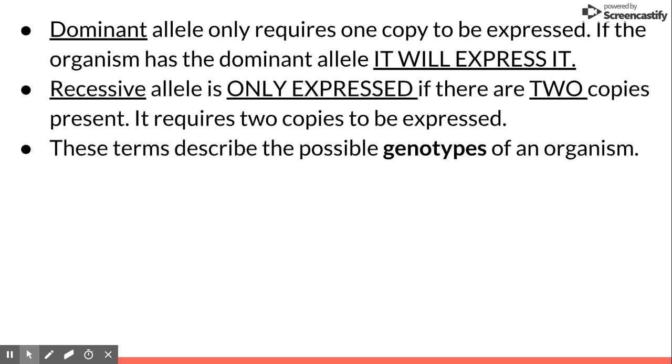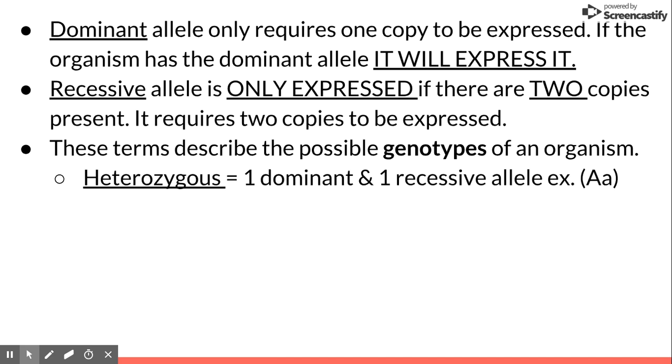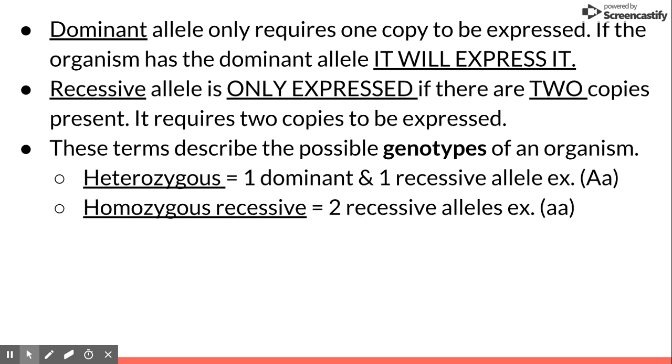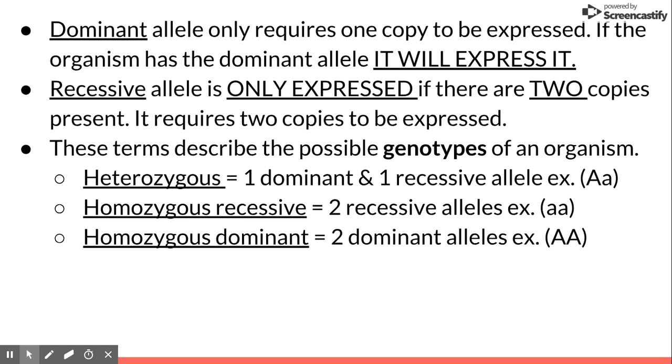And then finally, some terms for the different genotypes we see in organisms. We have heterozygous, where we have 1 dominant allele and 1 recessive. We have homozygous recessive, where we have 2 recessive alleles. And we have homozygous dominant, where we have 2 dominant alleles.